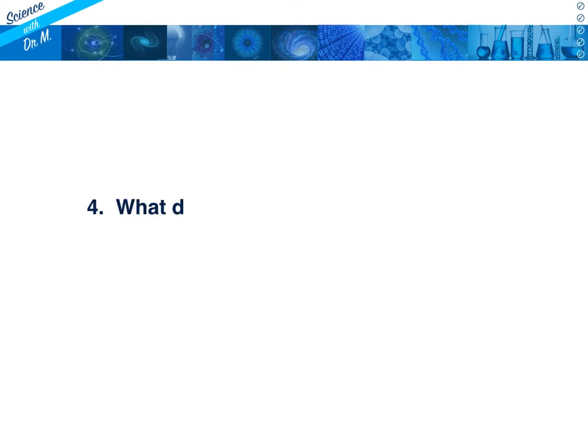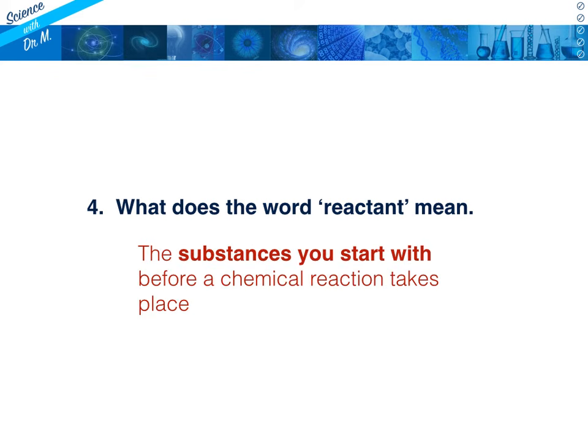Okay, question number 4. What does the word reactant mean? Okay, and here we go. It's the substances that you start with before a chemical reaction takes place. So it's the things on the left hand side of the equation. It's what you start with before your chemical reaction takes place.